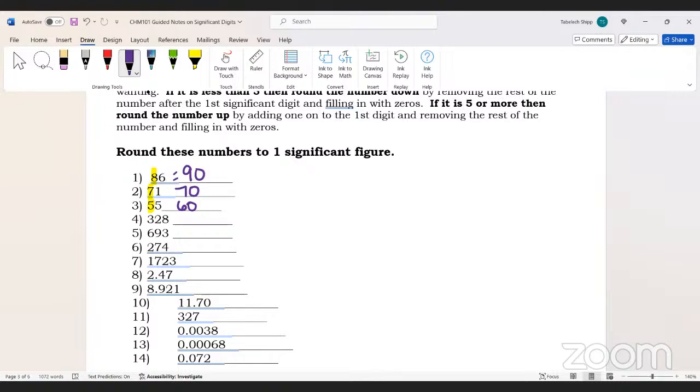Okay, take a look at number 4. You've got 328. Number 4, 328. So right here, that 3 is the first significant digit. You only need 1 significant number, but that 2 tells that 3 to stay put. So yes, very good, Jacqueline. It becomes 300. That is correct.